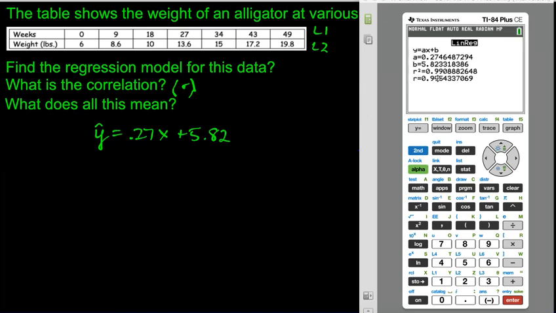The correlation is right here, the r value, 0.995. So very good, positively sloping, so positive correlation, 0.995.